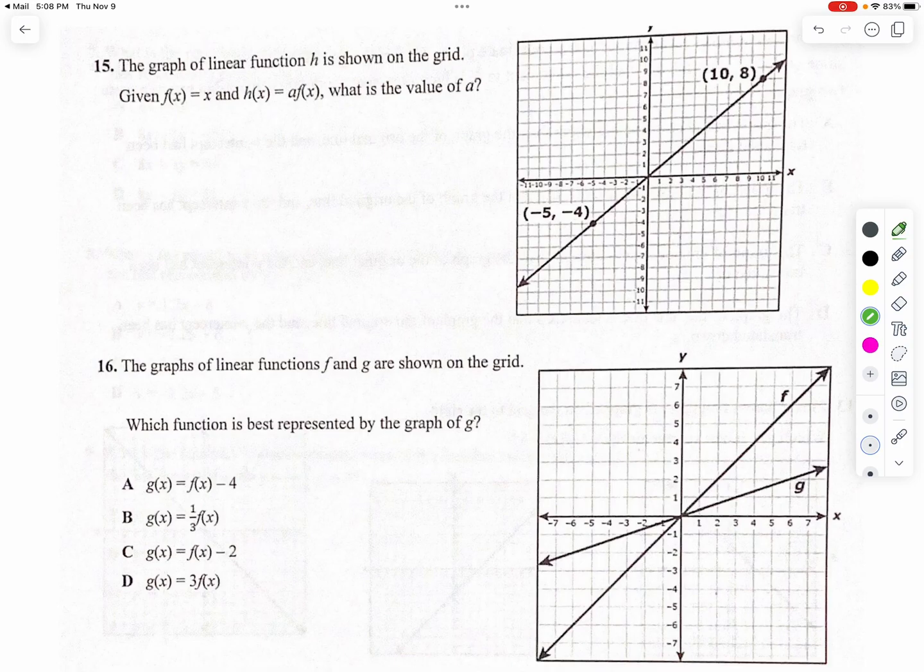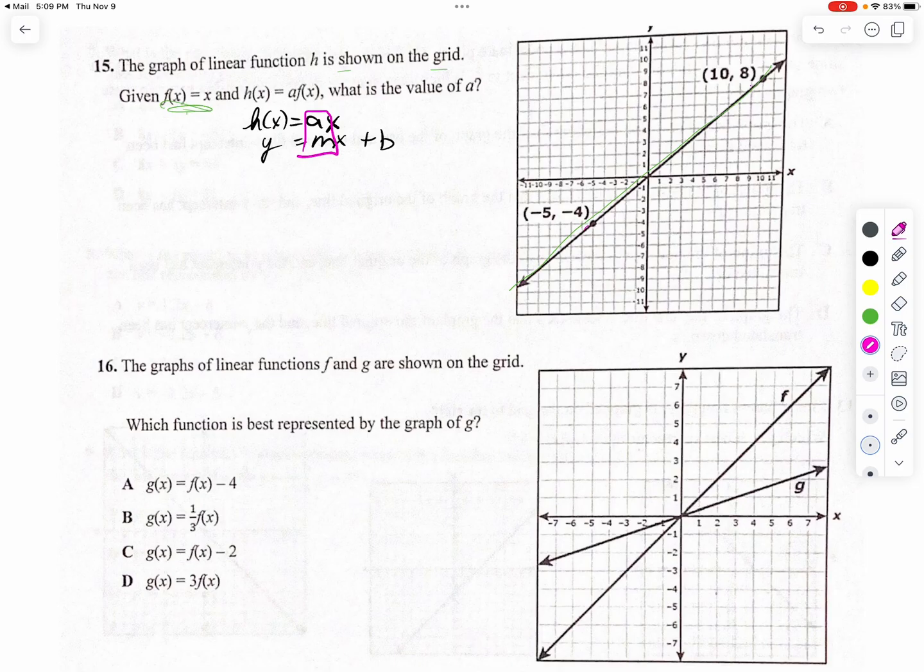All right, 15. The graph of the linear function h is shown on the grid. Given f of x equals x, that means the parent function, h of x is equal to a times f of x. What is the value of a? Well, if we substitute for f of x, this equation becomes h of x is equal to ax, right? Remember the whole y equals mx plus b? What does that mean? A is just the slope. So we have to find the slope of this line.